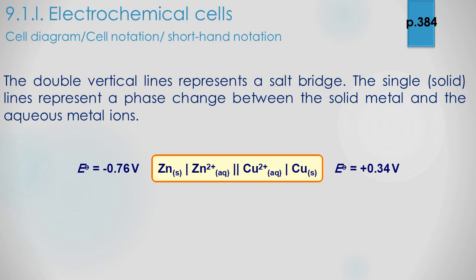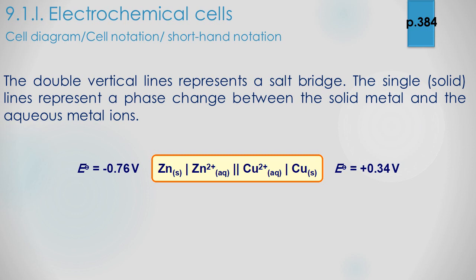As you can see, in the electrochemical cell made from zinc and copper compartments, zinc has the more negative E0, so it's placed at the anode to the left of the cell diagram. So I'm starting with zinc, solid line, then Zn2+. This is the compartment of the anode. It's made up from zinc metal and Zn2+ ions.